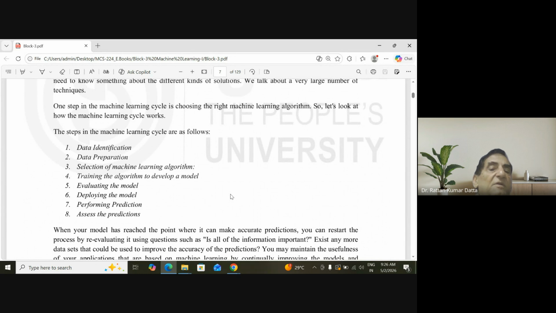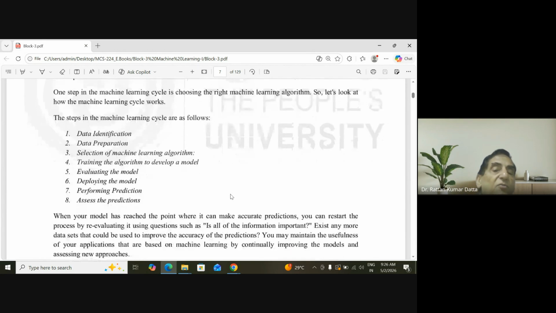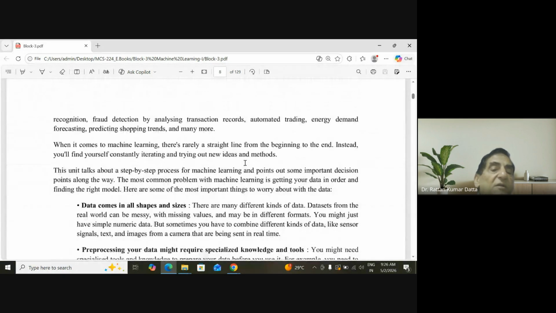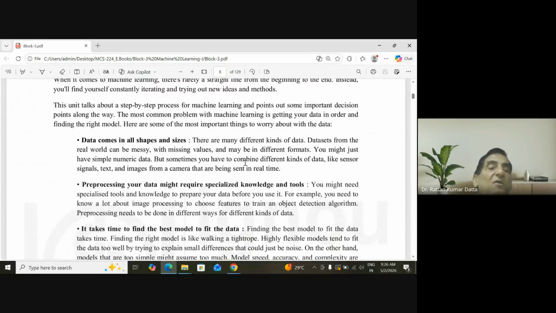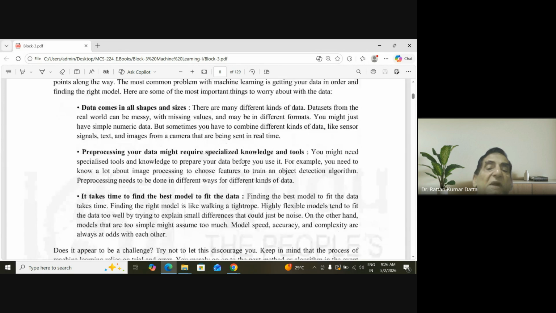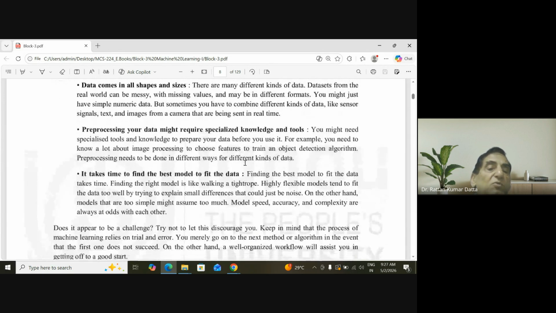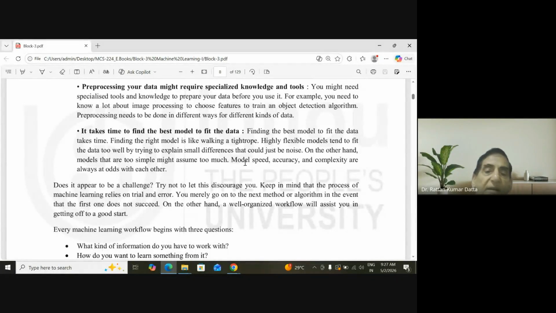So data identification, data preparation, selection of machine learning algorithm, training the algorithm to develop a model, evaluating the model, deploying the model, performing prediction, assessing the prediction. Assess how many percent the prediction is correct, that type of thing, and you can keep on changing, improving the model. So data comes in all shapes. Pre-processing your data might require specialized knowledge and tools. It takes time to load the data, fix the data, and all that.